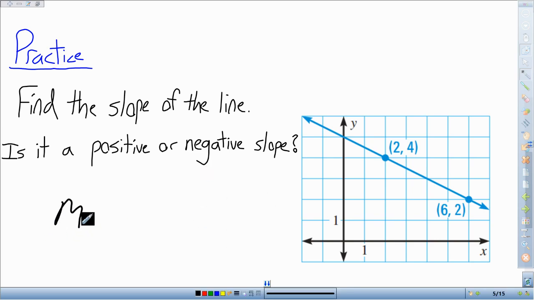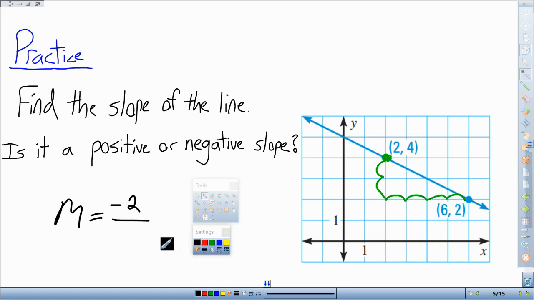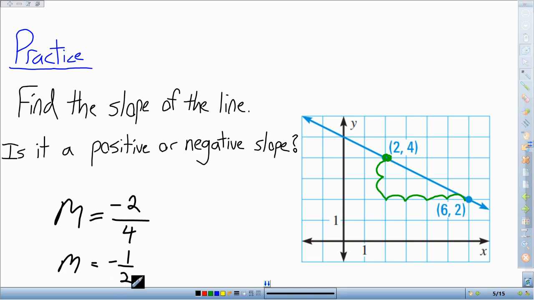Okay, so slope equals rise over run. I'm going to start on the leftmost point. It looks like my rise, quote unquote, is us going down 1, 2 units. So I know that means my rise is -2. My run is a positive 1, 2, 3, 4 units, so +4. And there it is, but let's reduce it down to -1/2. There's my slope.